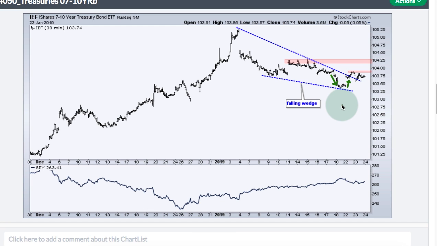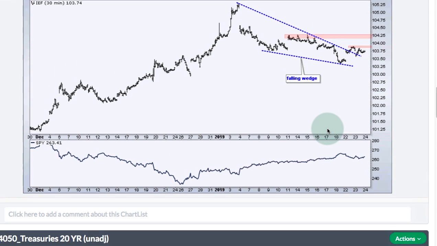So I'm looking at this falling wedge because I think the bigger trend is up. So that means a falling wedge I consider a correction within that bigger uptrend. And we're starting to break out of that wedge boundary there. And so the first resistance is marked with Tuesday's high. And then if you get above that mid-January high, that's going to be bullish for bonds there.